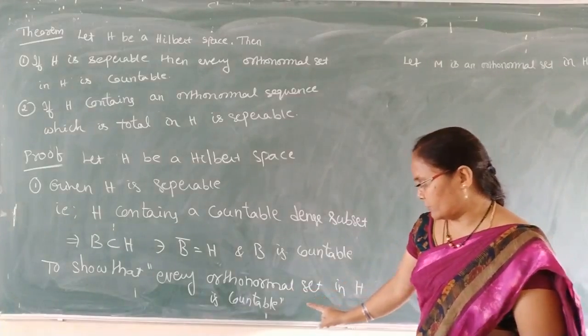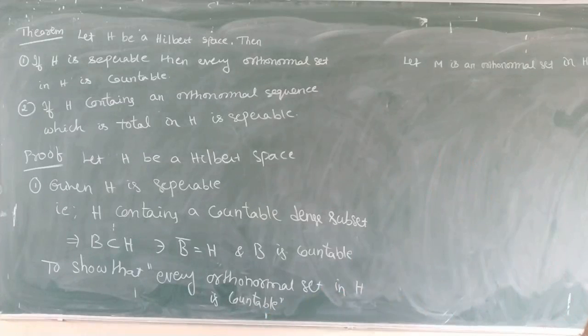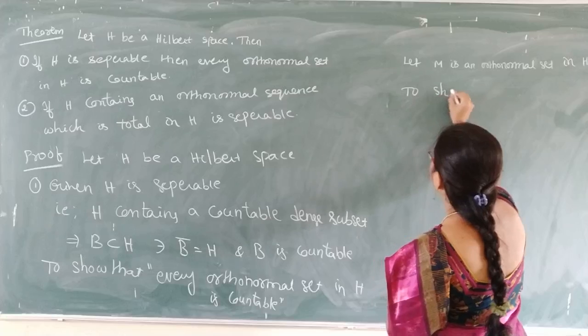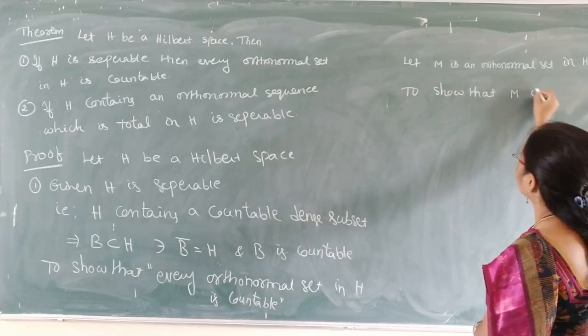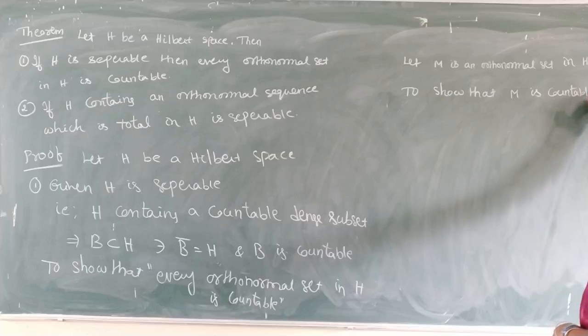Later what do we have to show? We have to show that that set is countable. So our next line is to show that M is countable. Okay.